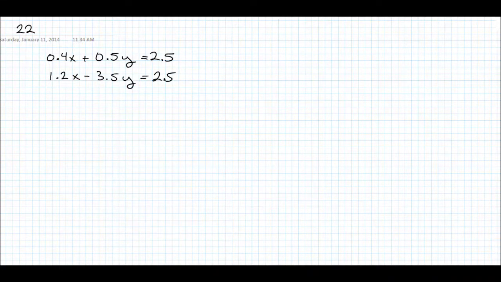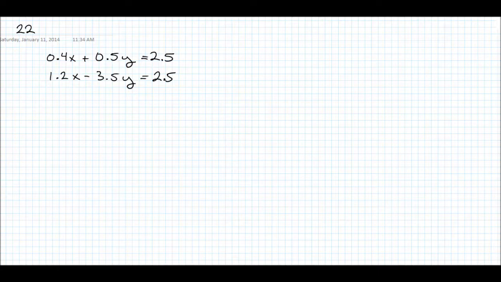Number 22. 0.4x plus 0.5y equals 2.5. 1.2x minus 3.5y equals 2.5. Now all the book's trying to do is scare you a little bit. If you notice, you can think of this in terms of 4x plus 5y equals 25 and 12x minus 35y equals 25 if the decimals bother you.